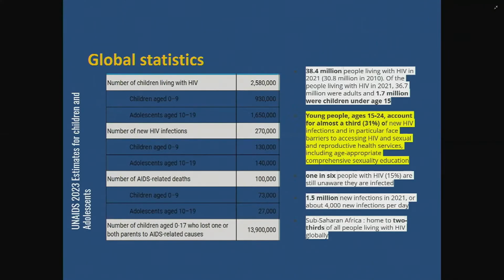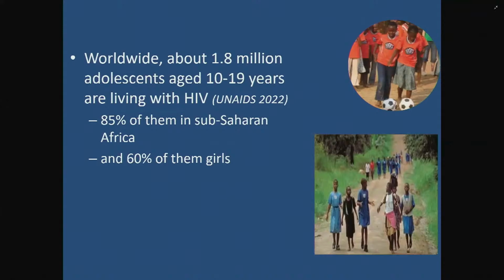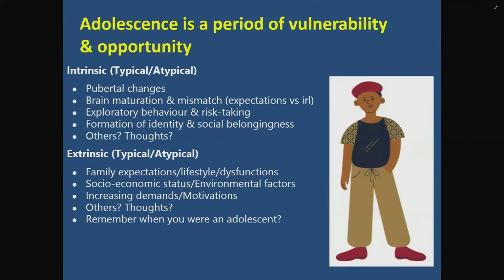Again, these are global statistics, and I will not bore you with them, but I want you to know that adolescents and young people continue to have the highest number of HIV infections. Most of these people live in sub-Saharan Africa. The majority of the people who acquire HIV are girls and young women, so we need to make sure that we address them in a specific and special way.